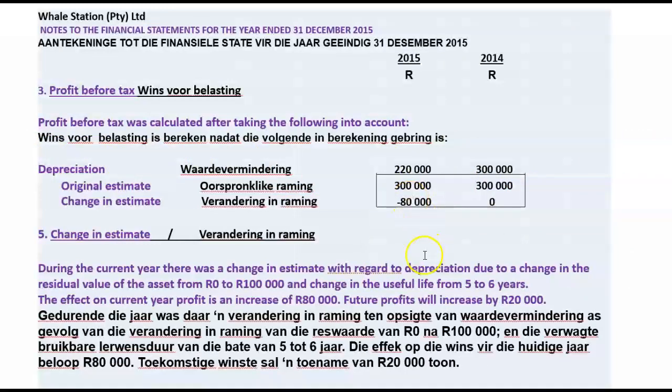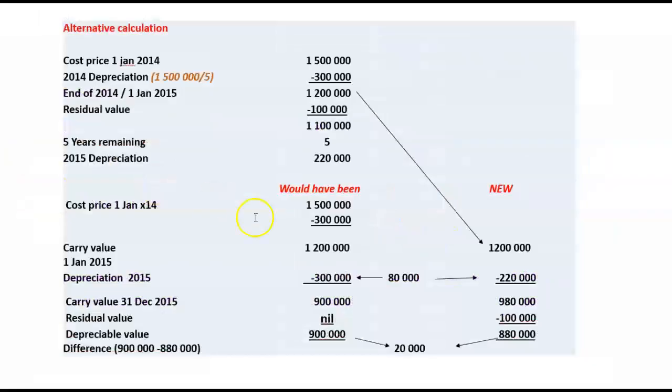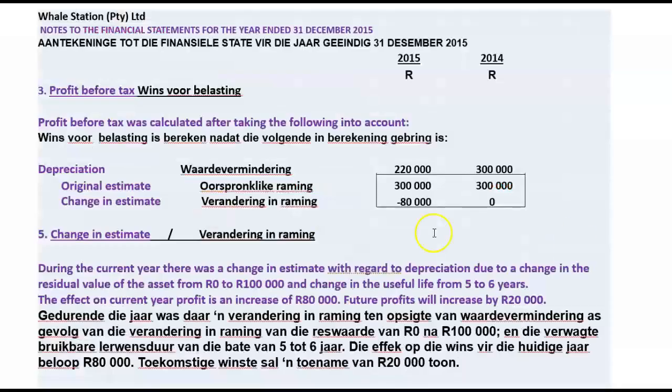What is the impact then? Well, to make the 300,000 into 220,000, I have to reduce it by 80,000. And that is that 80,000 that we were talking about. Good. Our change in estimate note. During the current year, there was a change in estimate with regards to depreciation due to a change in the residual value of the asset from 0 to 100,000 and the change in the useful lifetime of the asset from 5 years to 6 years.